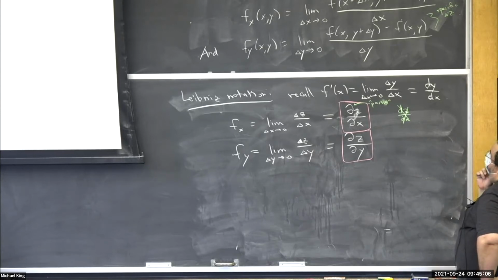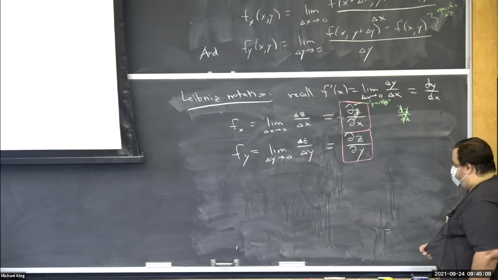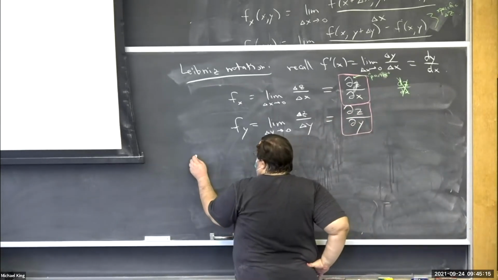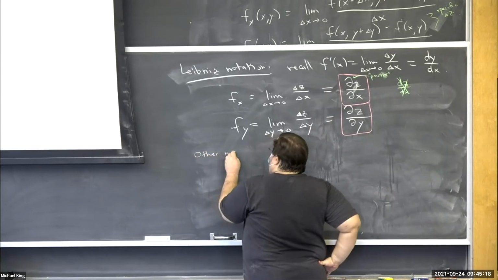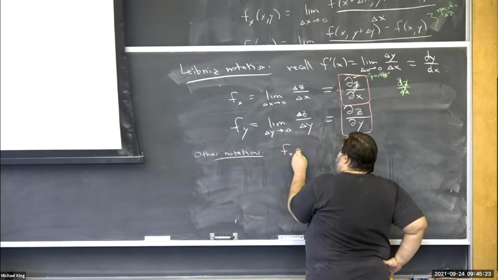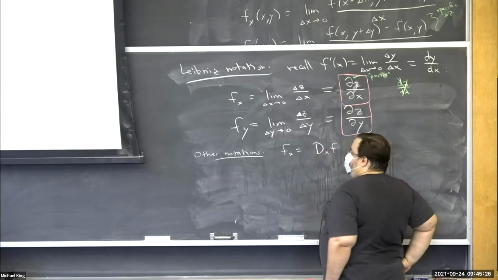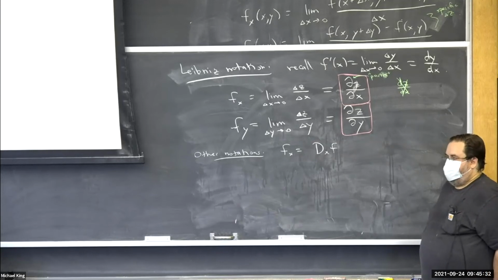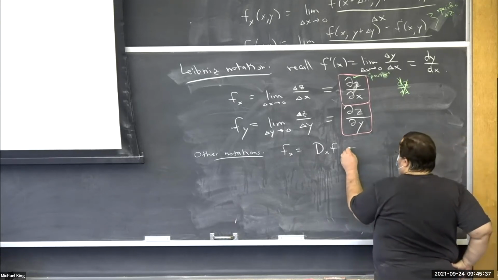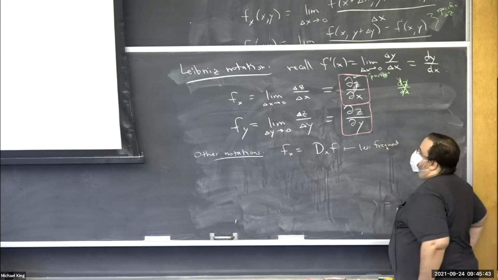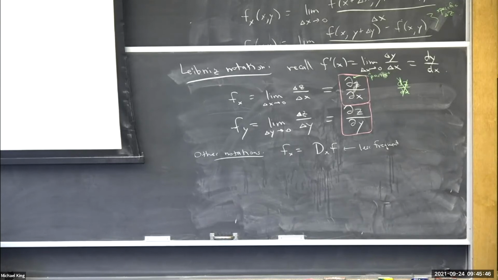Yeah, those are the main notations. I mean, sometimes you'll see something like f sub x is like d sub x of f, just to indicate that it's the derivative with respect to x. This is less frequent, but there are other books and other people who use something like this. Okay.